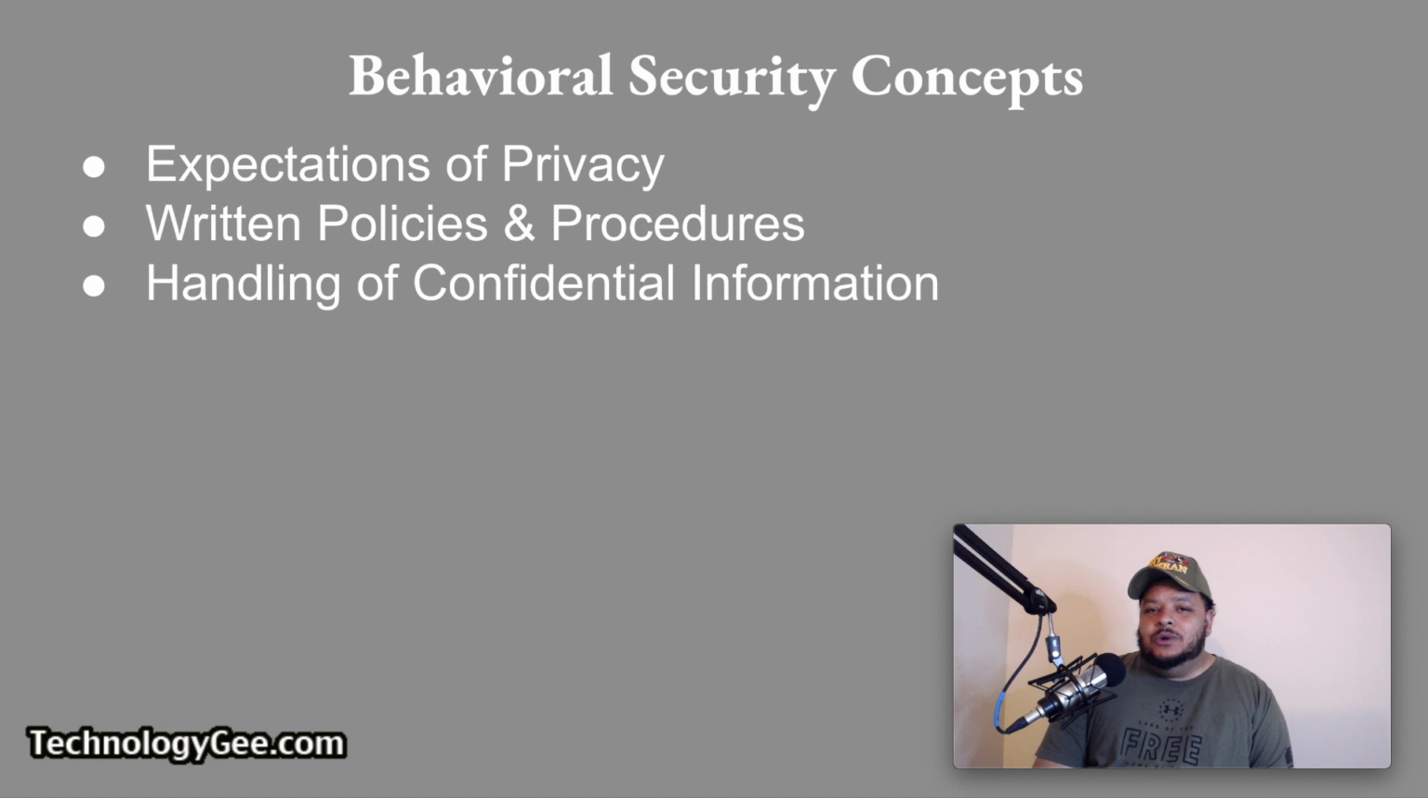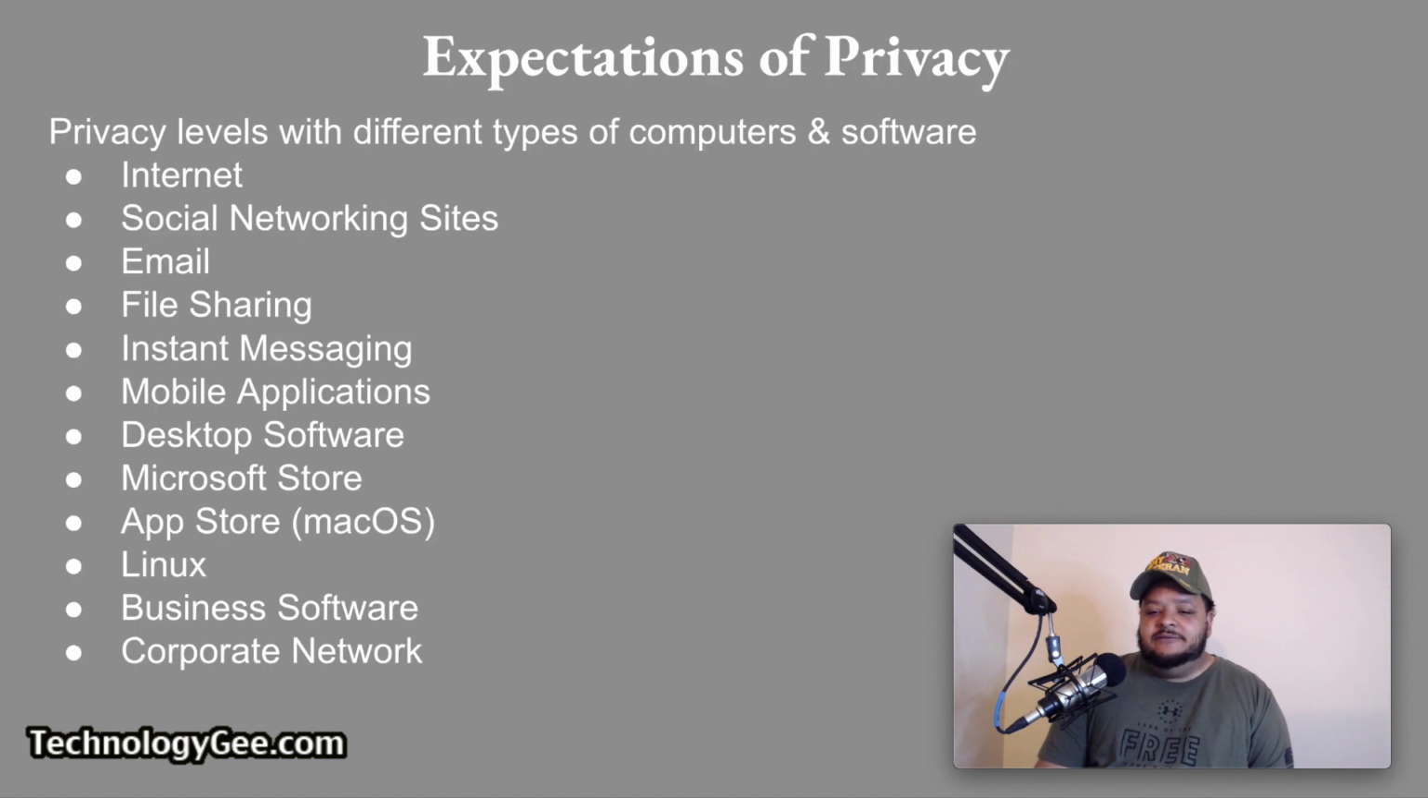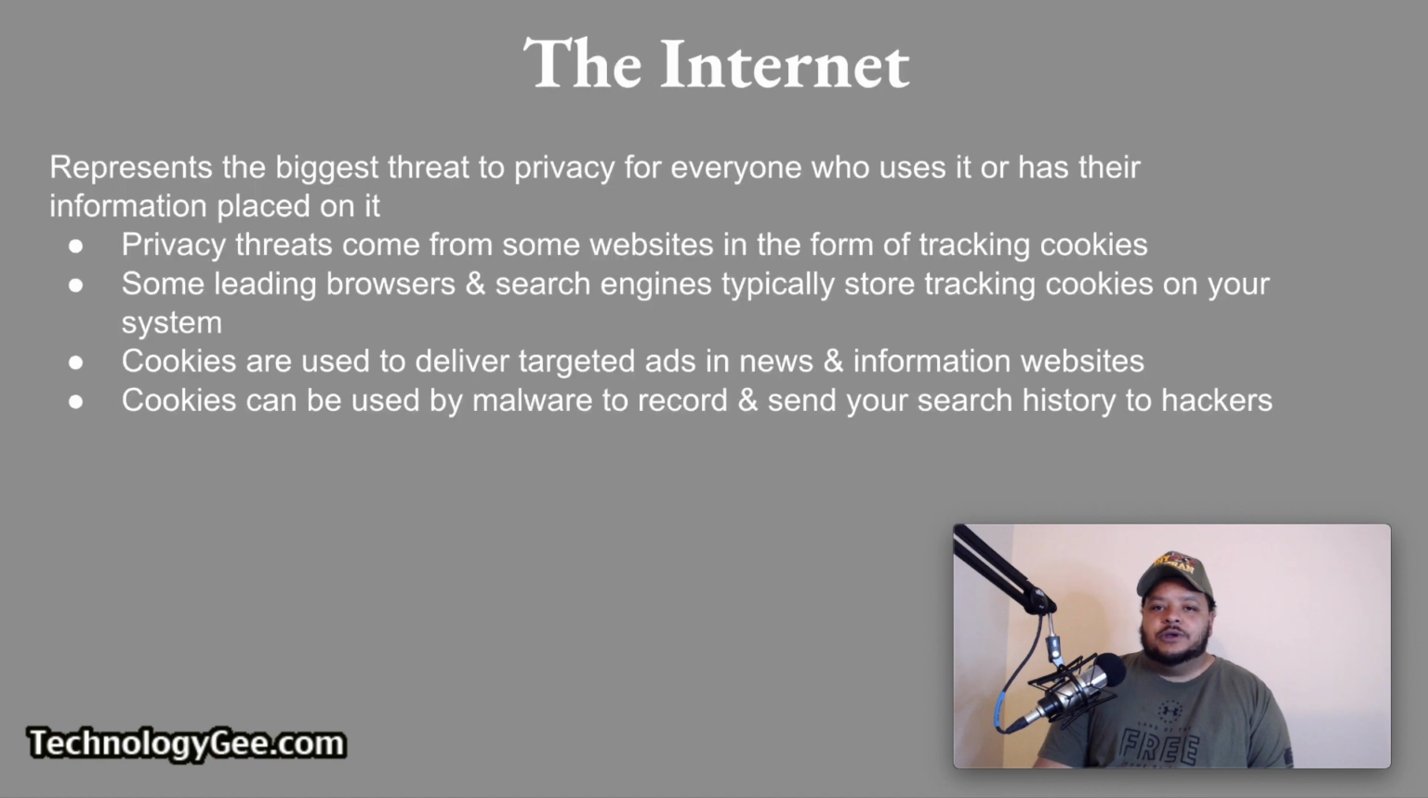And in this video, you will learn about behavioral security concepts such as expectations of privacy, written policies and procedures, and the handling of confidential information. So in the following sections, you will learn about what levels of privacy you can expect with different types of computer and software use when it comes to things such as the internet, social networking sites, email, file sharing, instant messaging, mobile applications, desktop software, the Microsoft Store, the App Store, Linux, business software, and the corporate network.